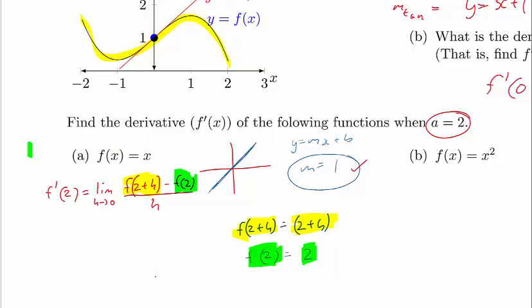Alright, let's go ahead and plug this in. We still have the limit as h approaches 0. And so we're going to plug this up on the top: 2 plus h minus 2, all divided by h. Go ahead and color code this so you make sure you can follow it nice and easy.